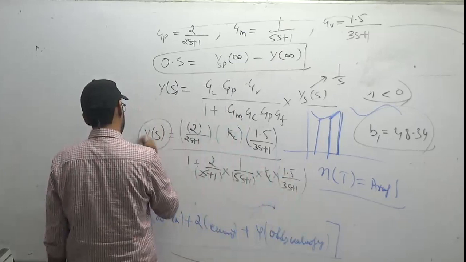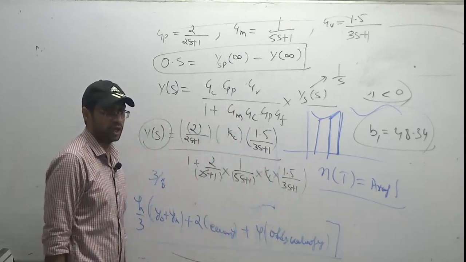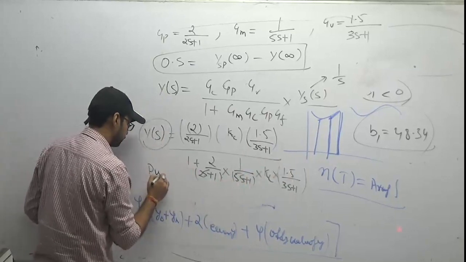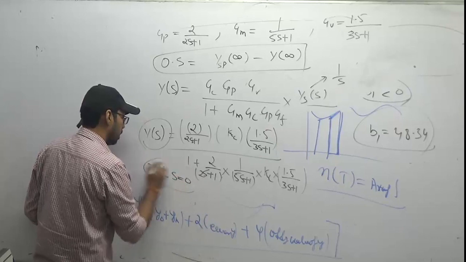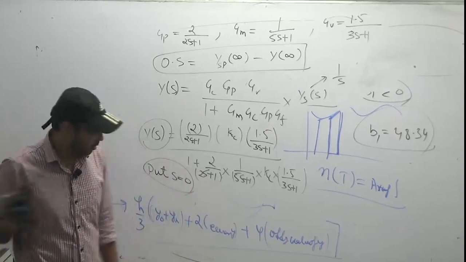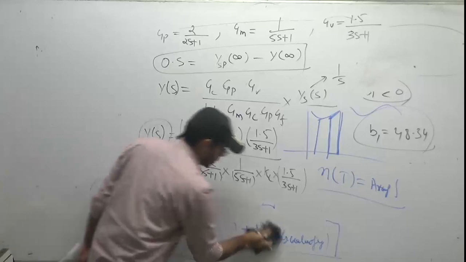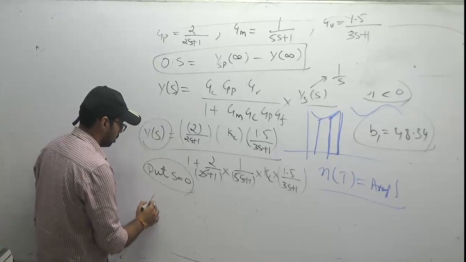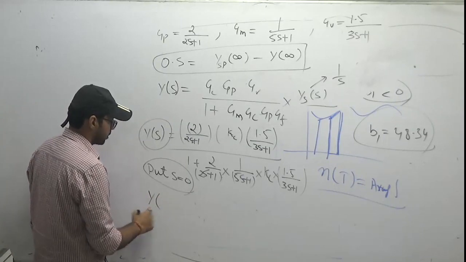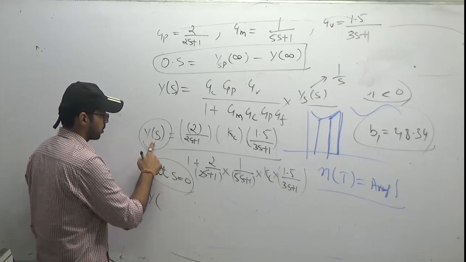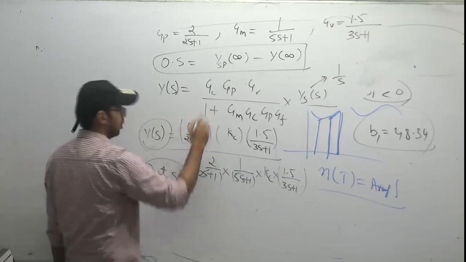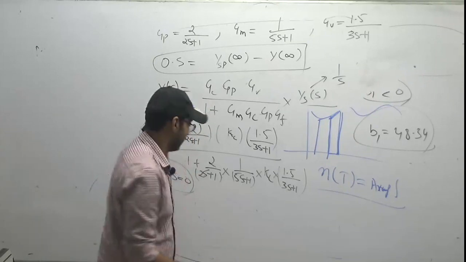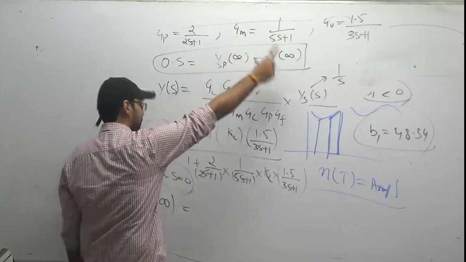How can you calculate the value of y of s as t tends to infinity? For that, what do you have to do? Put s equals 0 in this equation. So when you put s equals 0, you get s times y of s. You are putting s equals 0 for y of infinity. This is the final value theorem, right? The ultimate value of the response.